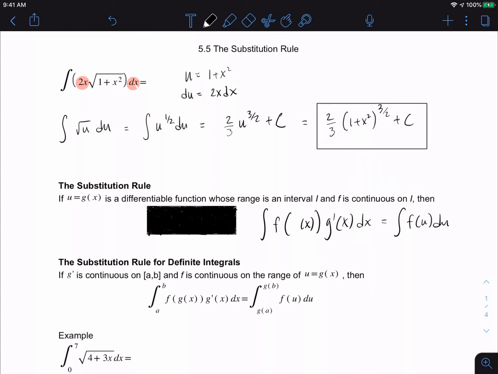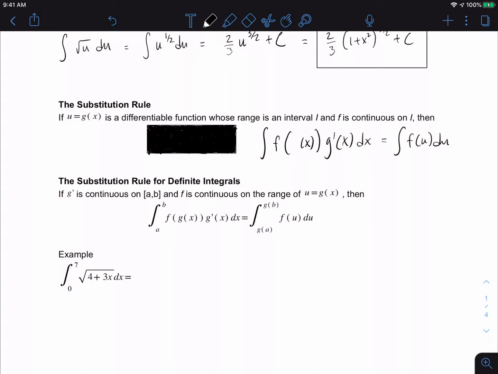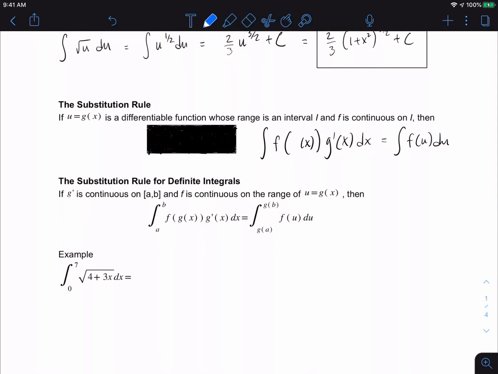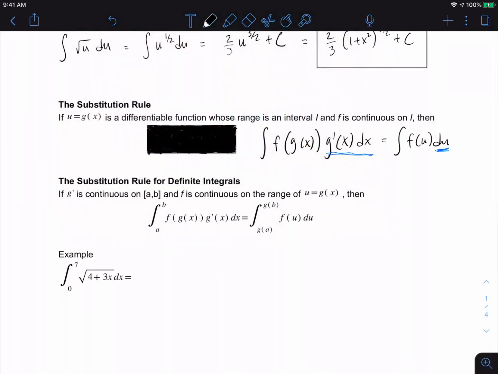Okay, so there's two rules that we have. It's the substitution rule for indefinites, and when we do it for indefinites, I'm going to use a different color. My du is going to be representative of the g prime dx. And this should be a g right here. Let me fix that. The g of x, this piece, is really my u. So my u will be the function of the innermost part of some composition function.